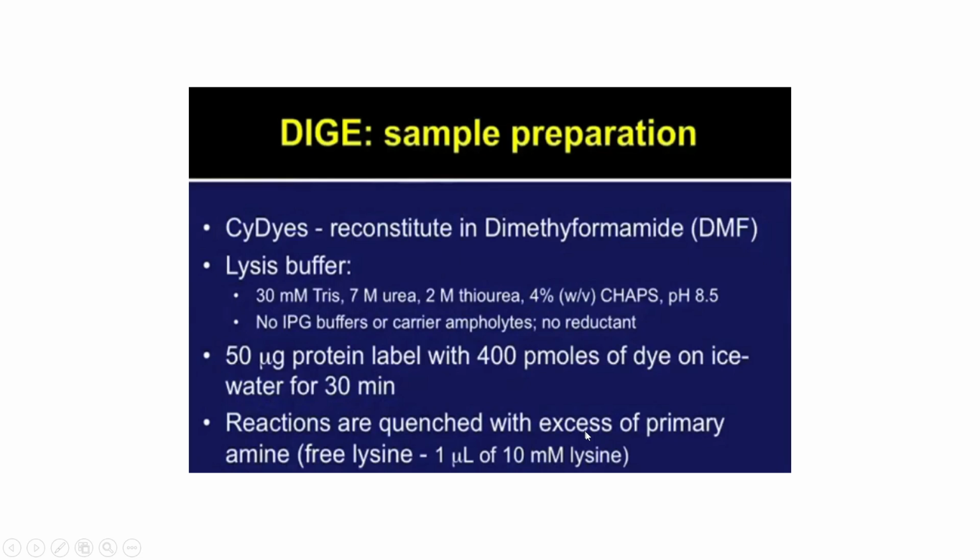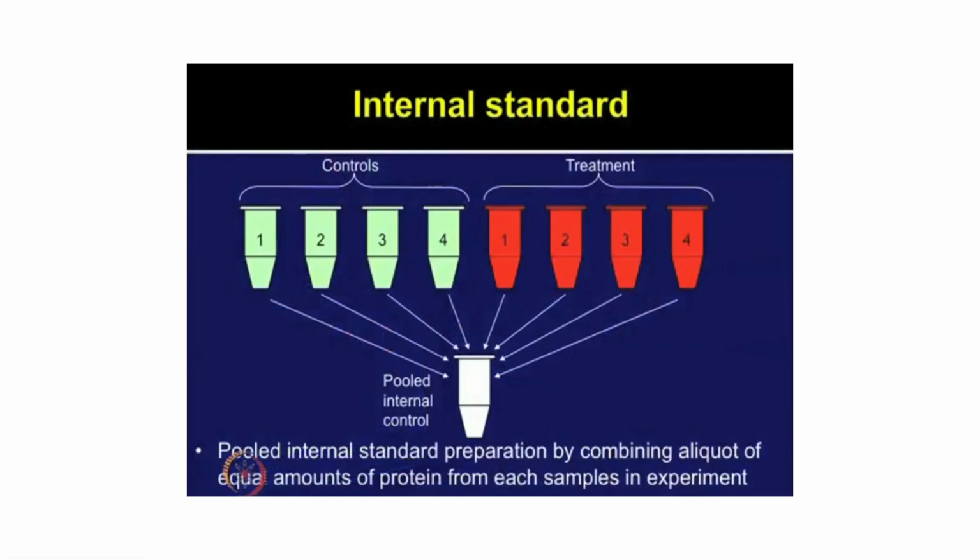Around 50 micrograms of protein is labeled, and the amount of dye you add is around 400 picomoles. These reactions are quenched with an excess of primary amine, which is free lysine, and 1 microliter of lysine is added. So a bit of lysine is provided at a slightly higher concentration, with the excess primary amine added to the reaction so that quenching becomes much more appropriate.